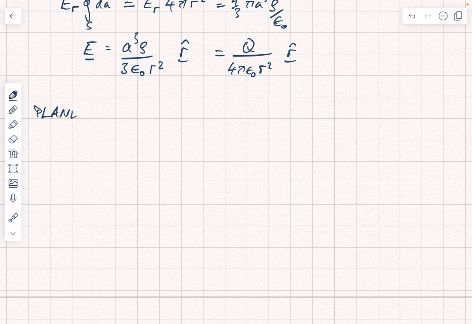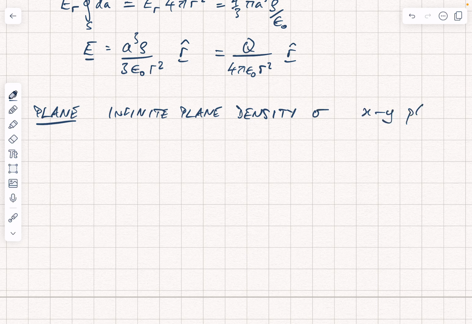So we're thinking about plane symmetry. So now what we have is an infinite plane with charge density, and of course it's going to be a surface charge density, sigma. It's going to be in the xy plane. And we want to know, again, the electric field at a point r. Now, let me just sketch a semi-infinite plane. You have to imagine that it goes on to infinity.